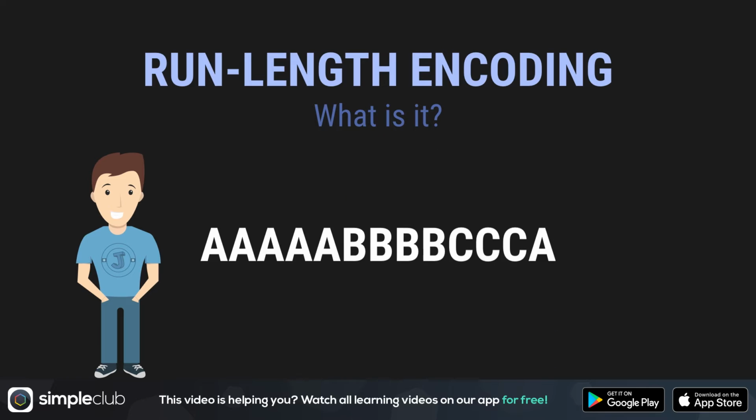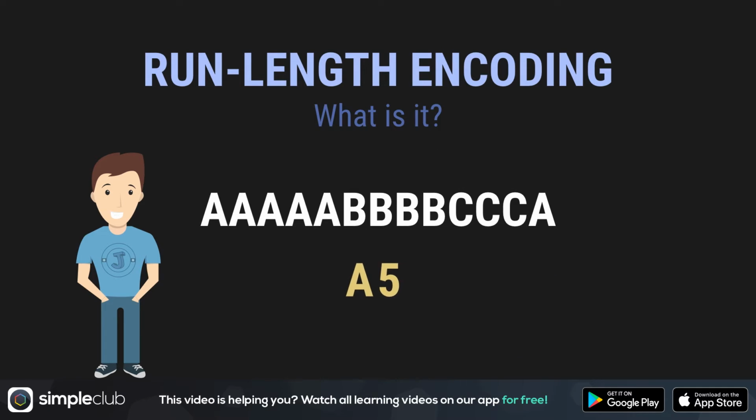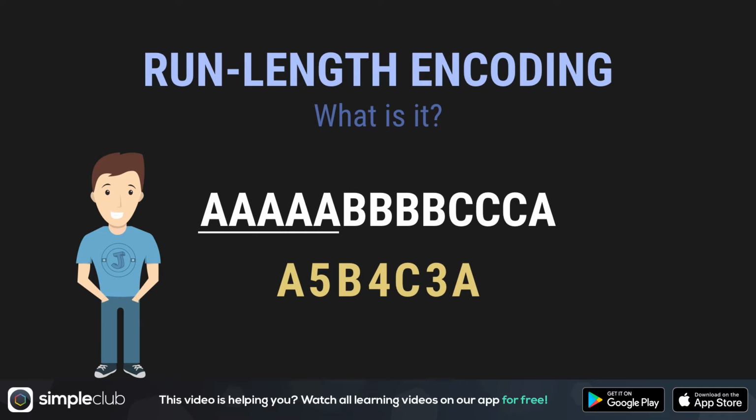Now Jace wants to send his friend a longer sequence of characters. He writes A5 for the A's, then B4 for the B's, and C3 for the C's. The single A just stays as it is, since writing A1 would actually make it longer. And you can see that we're only concerned about how many times the same character appears in a row, not the number of the times the character appears in the entire sequence.